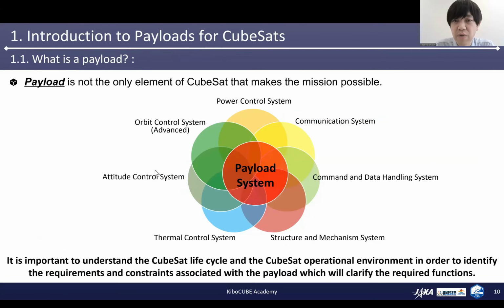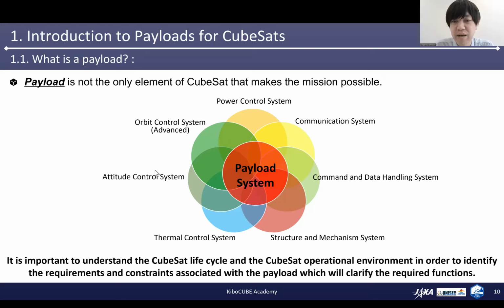Payload is not the only element of CubeSat that makes the mission possible. The functions of a satellite system can be categorized into several subsystems to meet all requirements and constraints of the CubeSat lifecycle. They are the power control system, communication system, command and data handling system, structure and mechanism system, thermal control system, attitude control system, orbit control system for advanced missions, and the payload system.